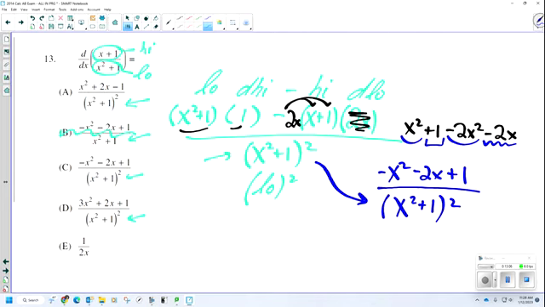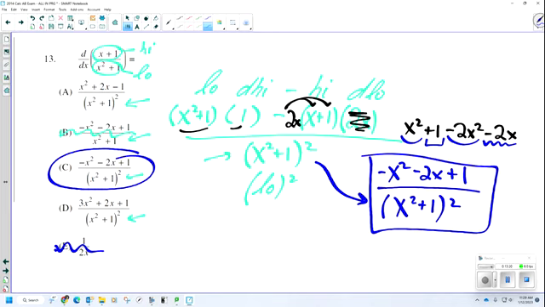It looks like we can't do anything else. So it can't be E or B. So it looks like it's going to be choice C. And that matches perfectly with what we have. Perfect.